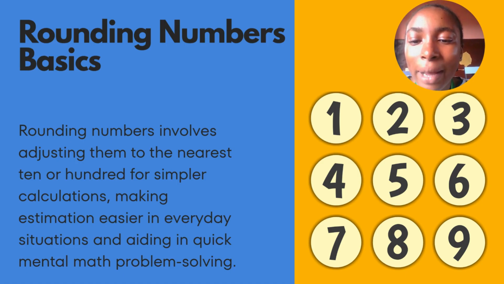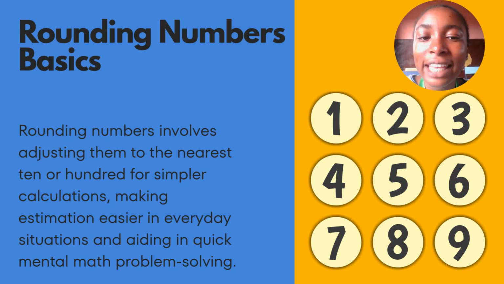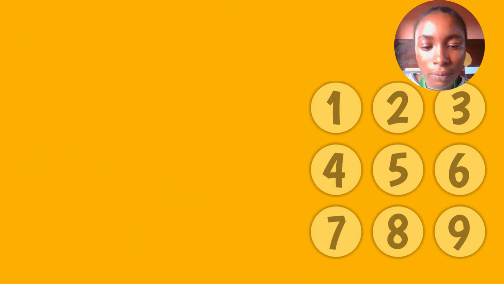Now, rounding numbers involves adjusting them to the nearest 10 or 100, even thousands, for simpler calculation, making estimation easier in everyday situations and aiding in quick mental math problem solving. So it's either you round down or you round up. Now, how do we round down? If we have 0 to 4 behind the number we are told to round, we round it down. But if we have 5 to 9, we round up.